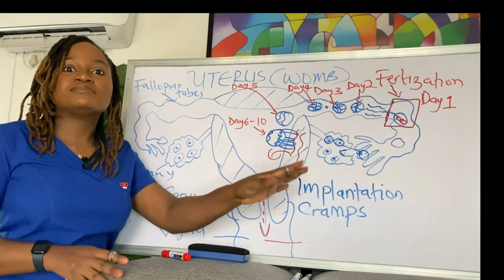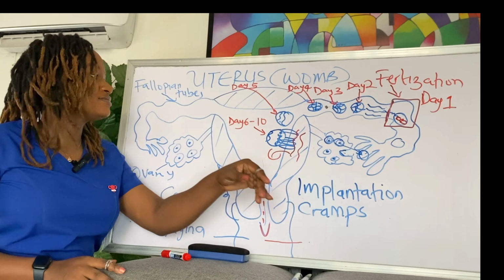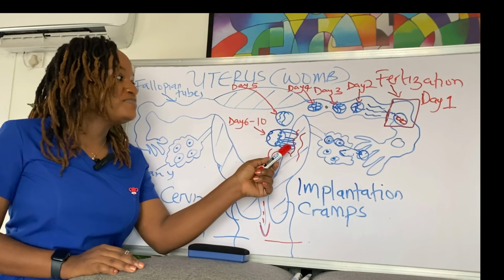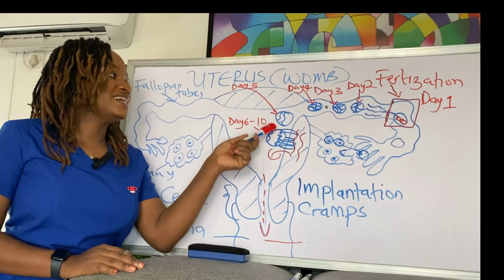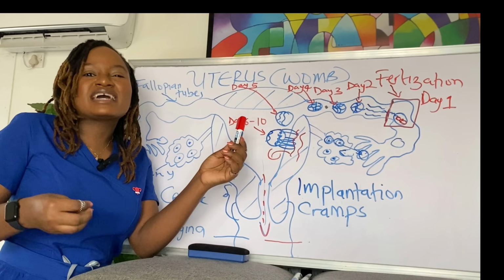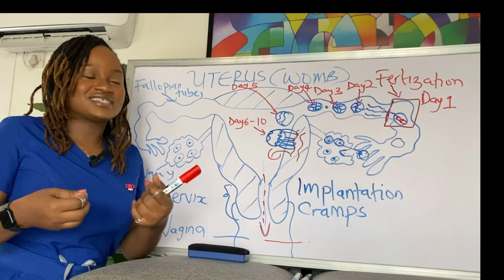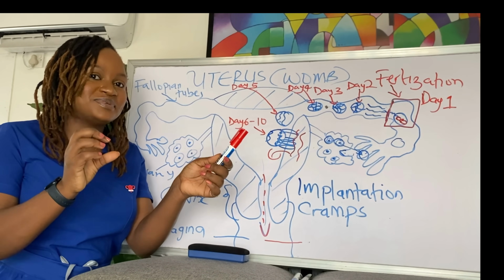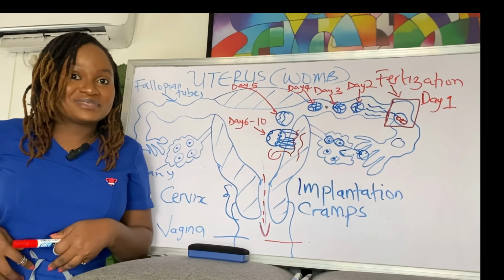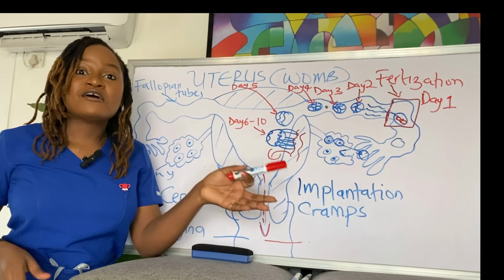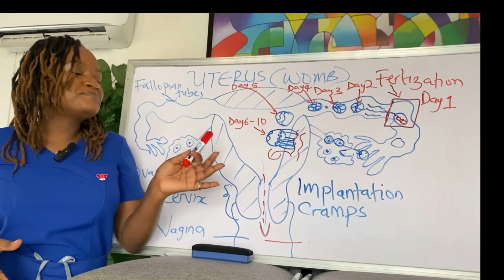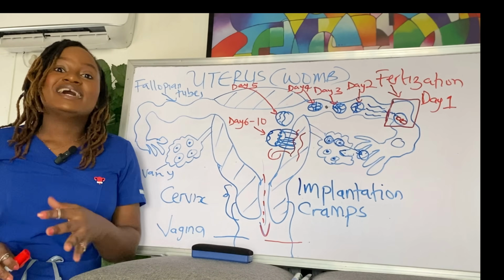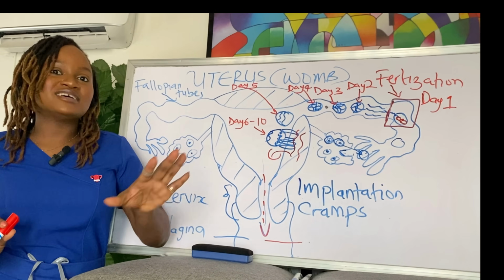Okay, firstly, how do implantation cramps even occur in the first place? So when this blastocyst penetrates the wall of the uterus and pierces a blood vessel, the blood that escapes into the uterine cavity can irritate the lining of the uterus. And when this happens, it can cause the uterus to contract a little bit. So you now feel it as cramps. So to differentiate implantation cramps from period cramps, implantation cramps are usually milder than your period cramps, and they usually don't last as long as your period cramps.